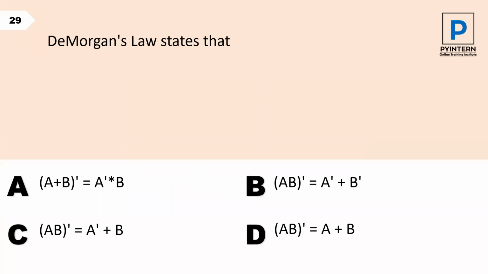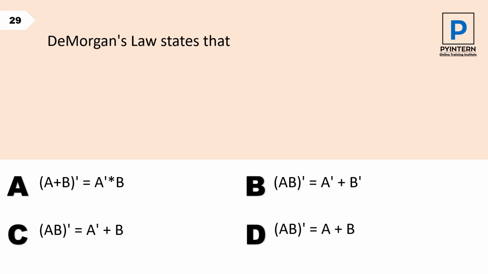What does De Morgan's law state? De Morgan's law states that the complement of A plus B is equal to A complement, B complement. There are two De Morgan statements. So come to the options. The first option is incorrect because the complement of AB is equal to A complement into B. This is incorrect. Come to the next option, B. In B, the complement of AB is equal to A complement plus B complement. B is the correct option.